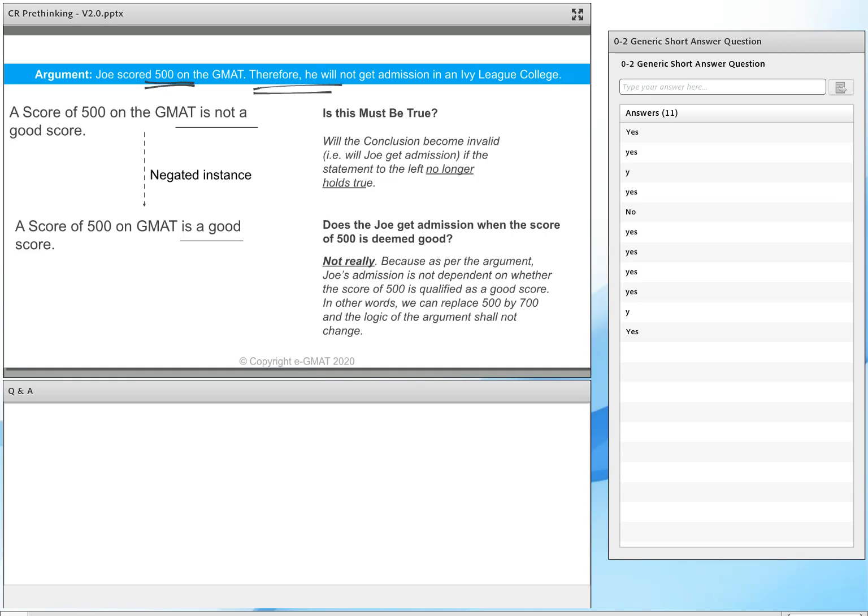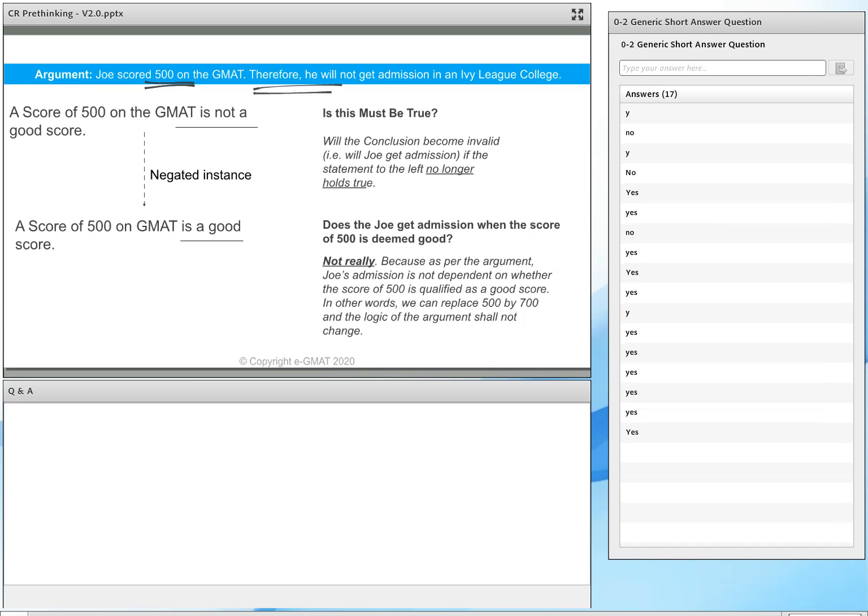Vishaka says, how much time should I spend on one CR question? Vishaka, you're asking the wrong question at this time. You're learning. While you're learning, spend 5 minutes. And as you start to spend 5 minutes, you're going to recognize you won't need more than 2 minutes.